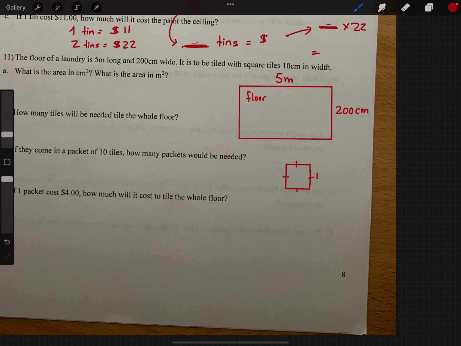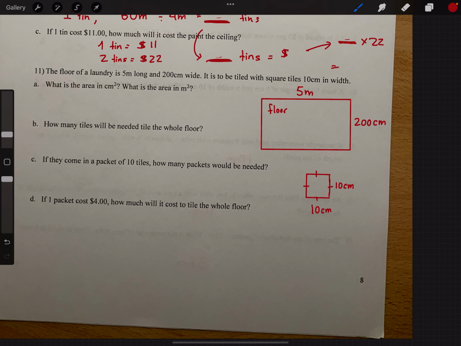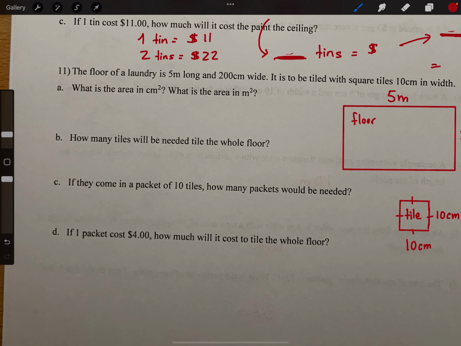This is 10 centimeters by 10 centimeters. Now, this is a tile, let me just label that. Question A says, what's the area in centimeters squared? What is the area in meters squared? It's asking really for the area of the floor, even though it doesn't say it, but I'm sure that's what it means.